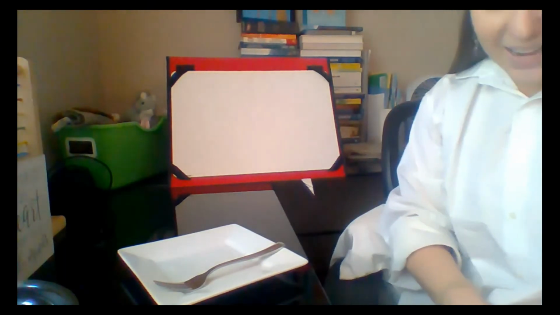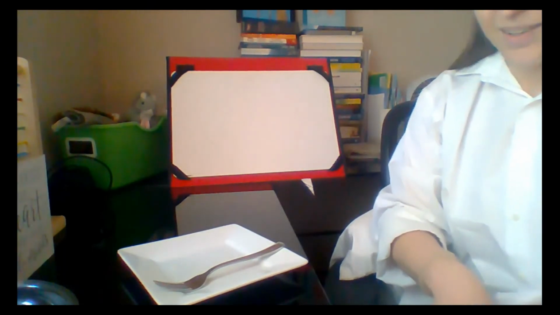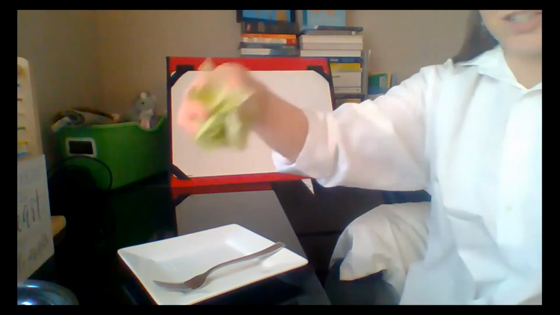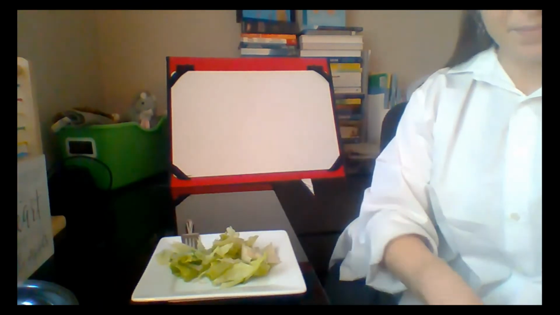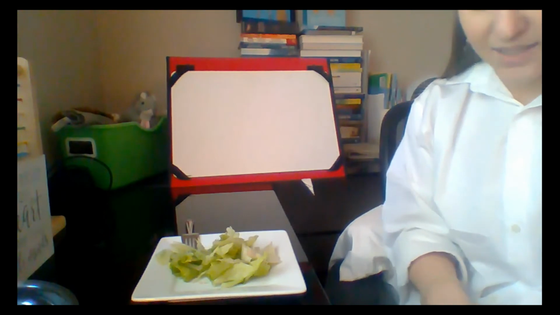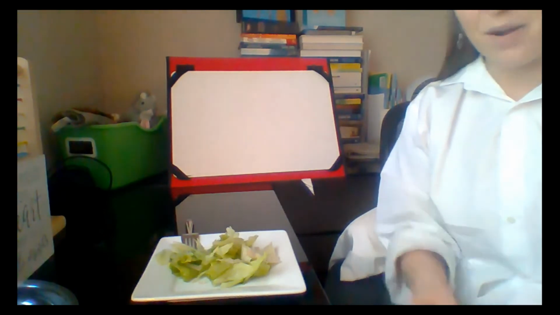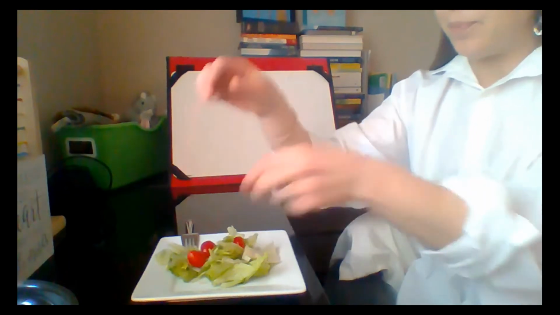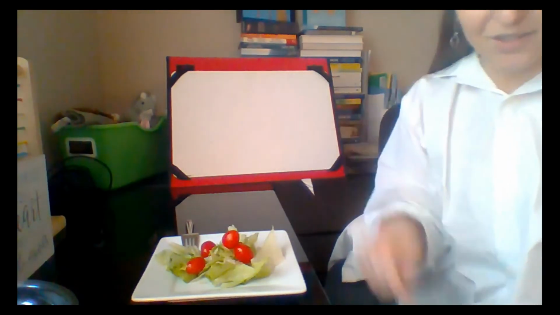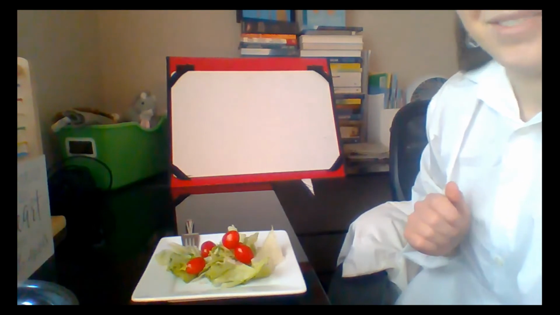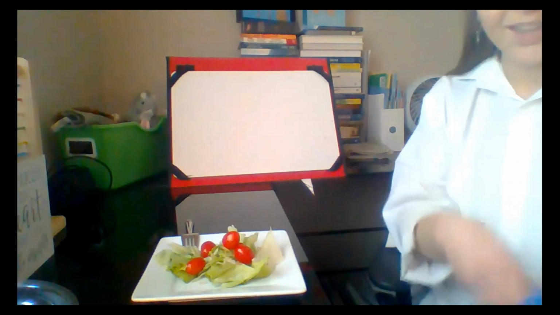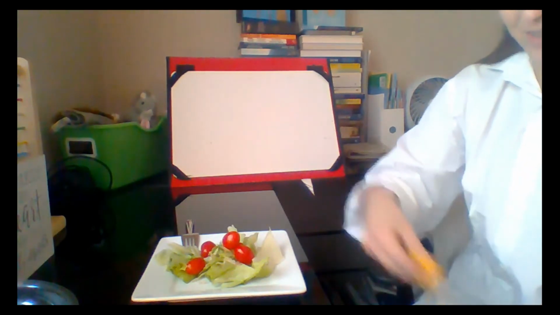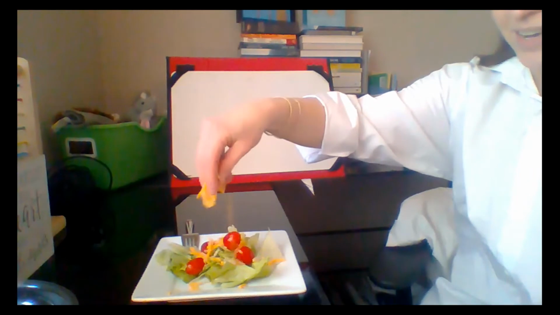The first thing I add to my salad is some delicious fresh lettuce. There's some nice green lettuce. Yum, yum, yum. Next, I add tomatoes. After the tomatoes comes one of my favorite ingredients. I'm not sure if many other people put this on their salad, but I love to put cheese on.